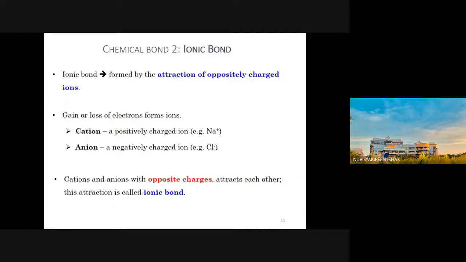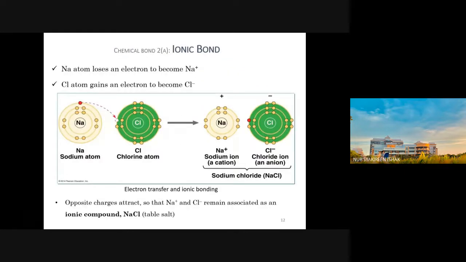The second chemical bond is ionic bond. Ionic bond is formed by the attraction of oppositely charged ions. So it involves the attraction between a cation and an anion. An example of a cation is sodium ion, which has one positive charge, and an example of an anion is chloride ion. So a cation will have a positive charge and an anion will have a negative charge. The cation and anion, which have opposite charges, will attract each other to form the ionic bond.